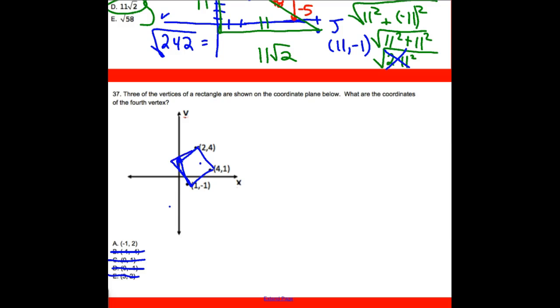Oops, sorry, -1, 2. Put it over there. So this is the only one possible. So no need to do any fancy math. Let's use some common sense.